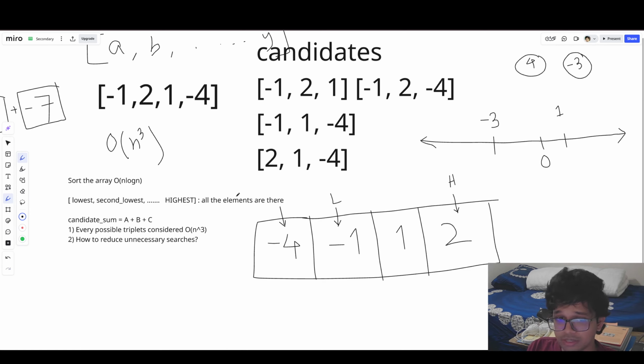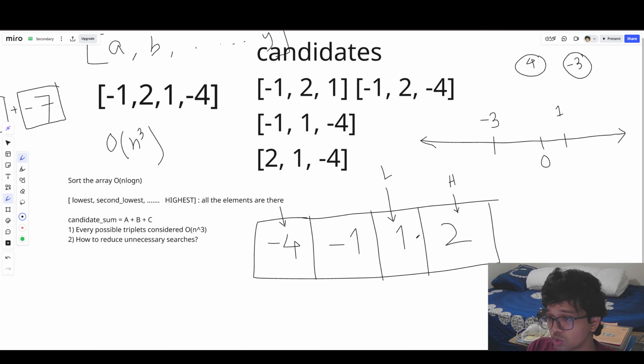So what we do is, we do not move the H, we just increase the L index towards 1. So now our L index is here, and we calculate the sum again. Why? We want the best possible answer, and the best possible answer will only be found if we increase the sum from -3. There might be better answers there.